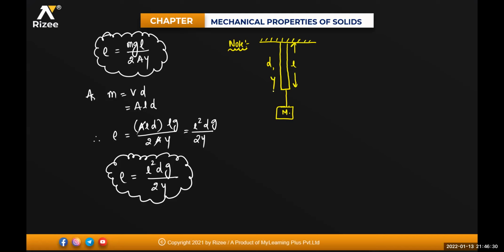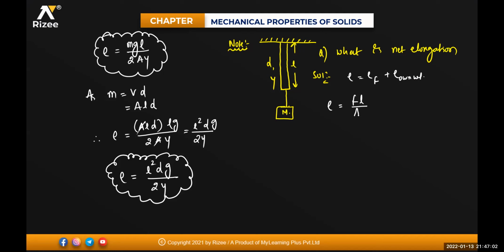What will be the net elongation, beta? The question is, what is the net elongation? Net elongation E is equal to the elongation due to the force on the wire plus the elongation due to its own weight. That means E is equal to the elongation due to the applied force, F into L divided by A into Y, plus the elongation due to its own weight, L square D into g divided by 2 into Y. So this will give me the answer.